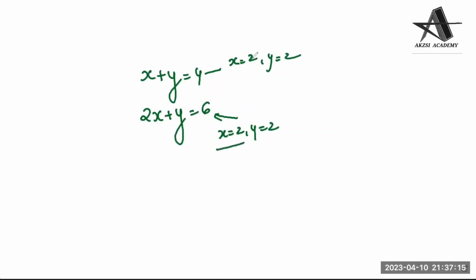x is 2 here also, x is 2 here also. y is 2 here also, y is 2 here also. Though the equations are different, the solutions are the same. So such types of equations are known as simultaneous equations.